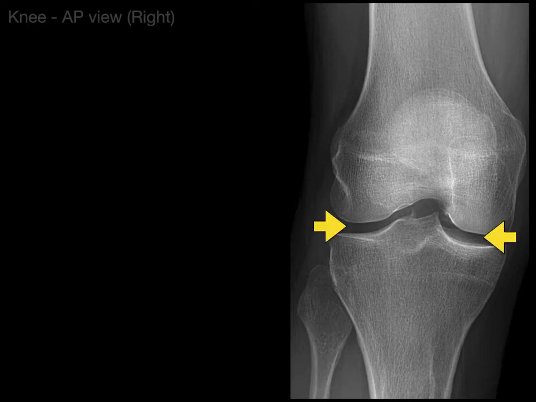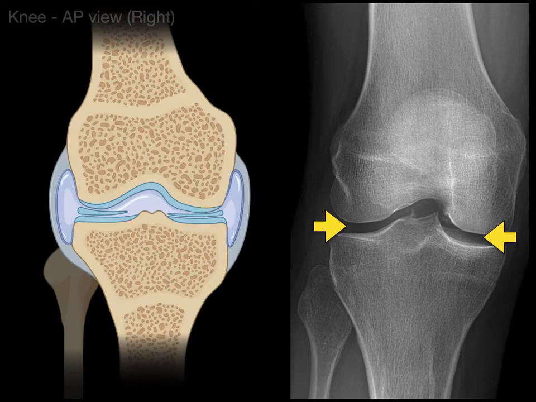Then this space right there, that's the joint space of the femorotibial joint, or basically your knee joint. That's where the bicondylar joint is. And it looks like dark space. It almost looks like the femur is floating on top of the tibia.